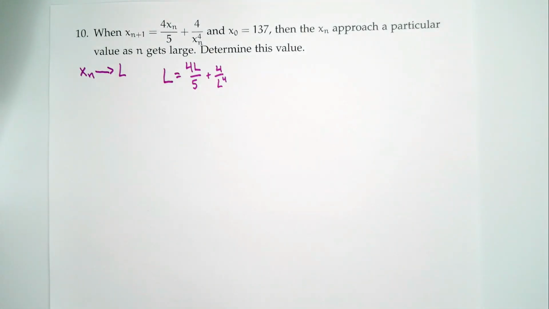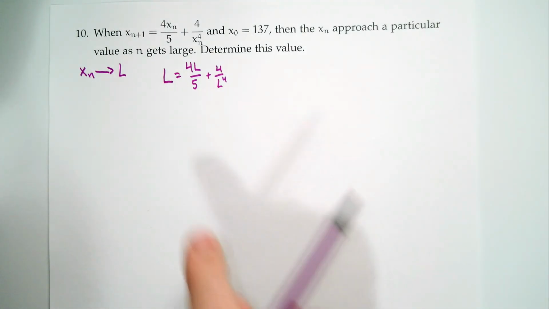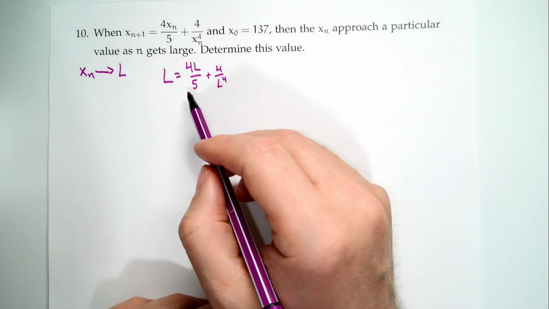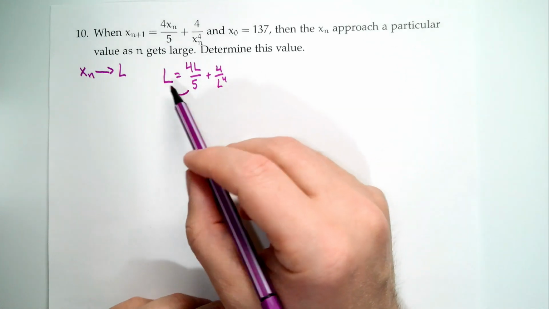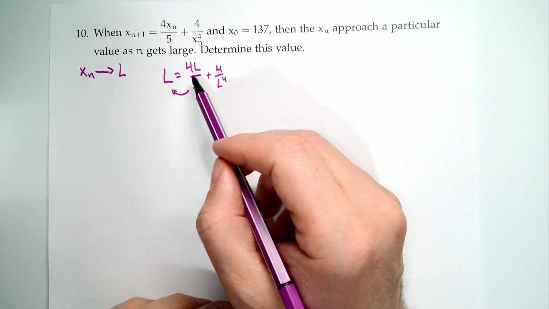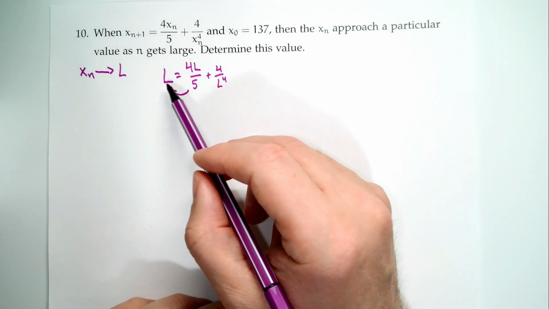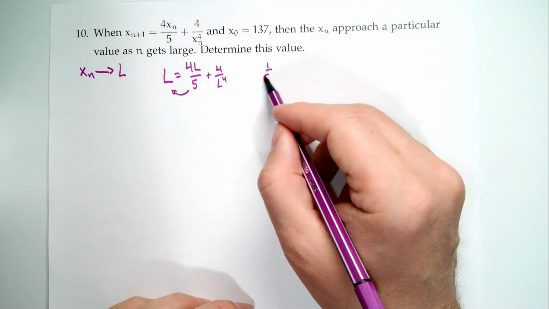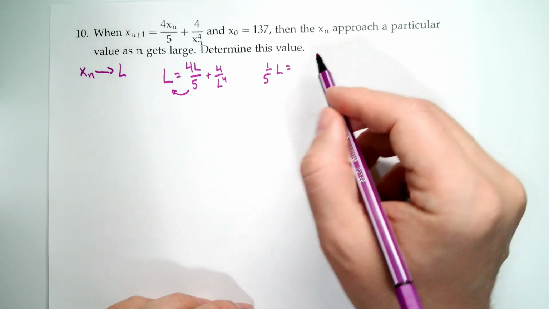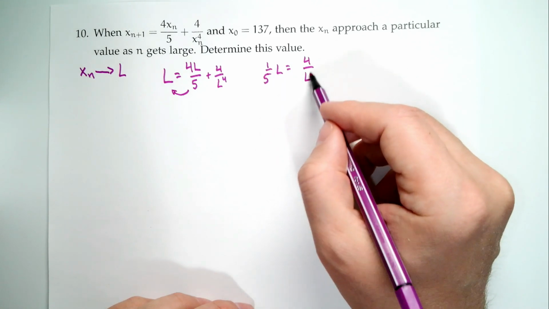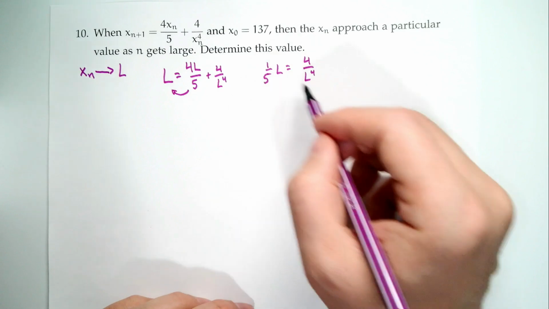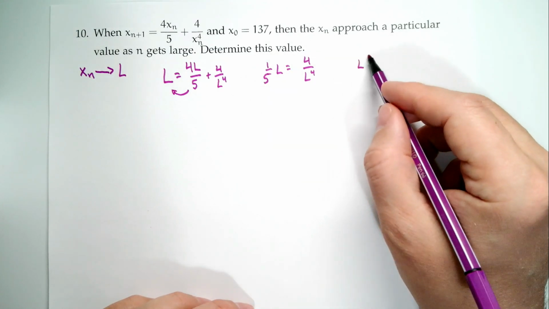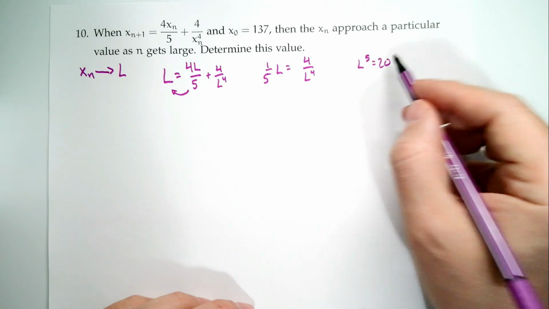So whatever the value is has to satisfy that relationship. Now from here, you can say, all right, well, let's subtract, because these both have L's. So if we subtract, we'll get 1L minus 4/5 L, which is 1/5 L. That's the same as 4 over L to the 4th. Now, fractions, cross multiply. That becomes L to the 5th equals 20.